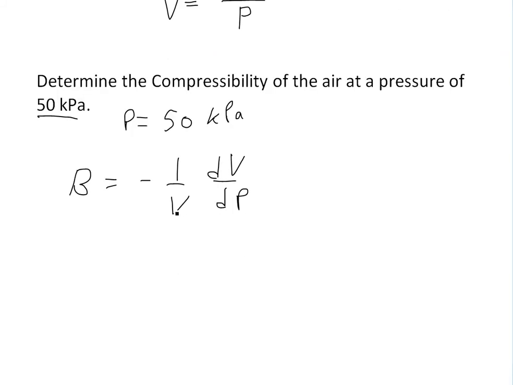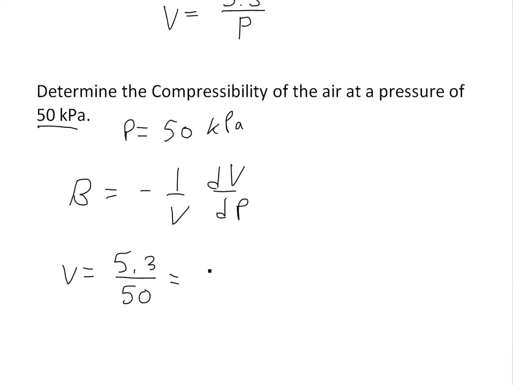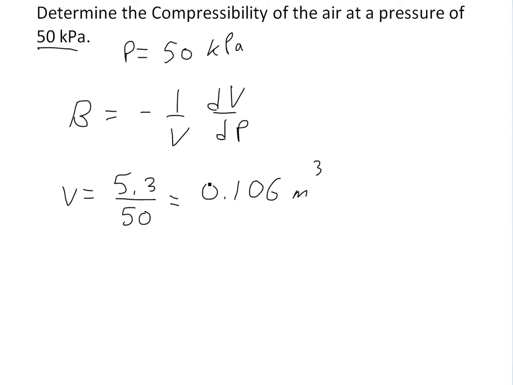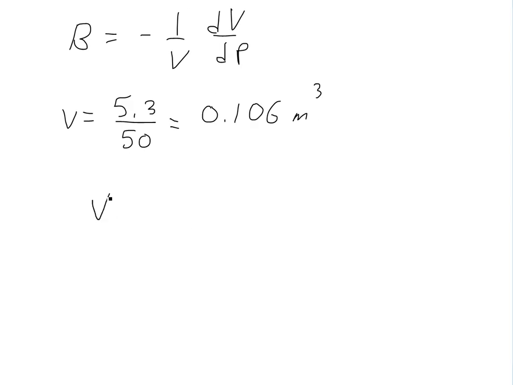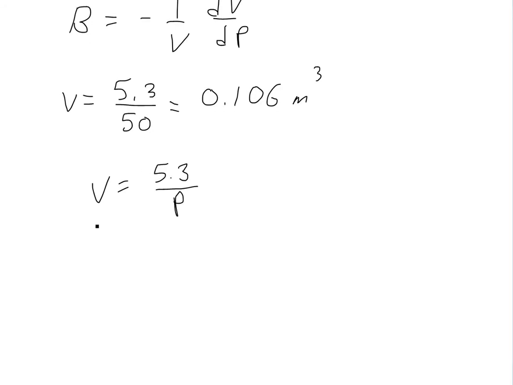We know the initial volume: V is equal to 5.3 divided by 50. Plugging this into the calculator, we get 0.106 meters cubed. Now we need to determine the rate of change of the volume versus pressure, so we take the derivative of this function. V is equal to 5.3 divided by P, so V prime equals dV over dP.